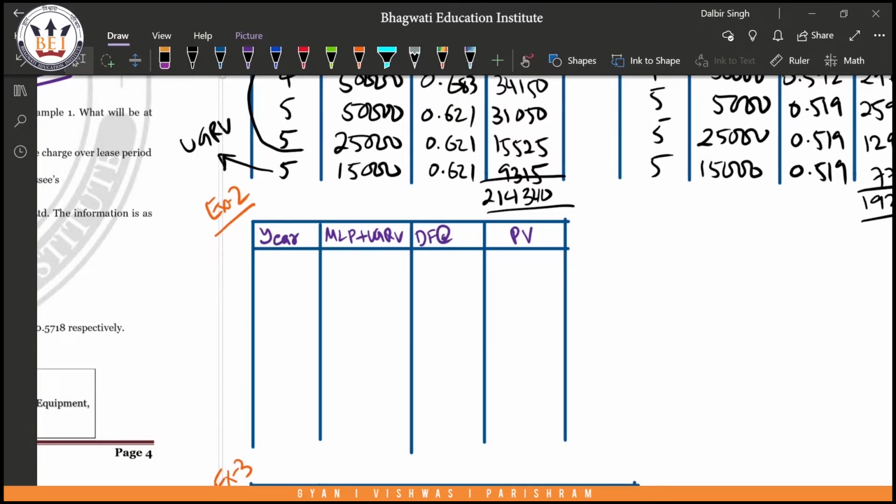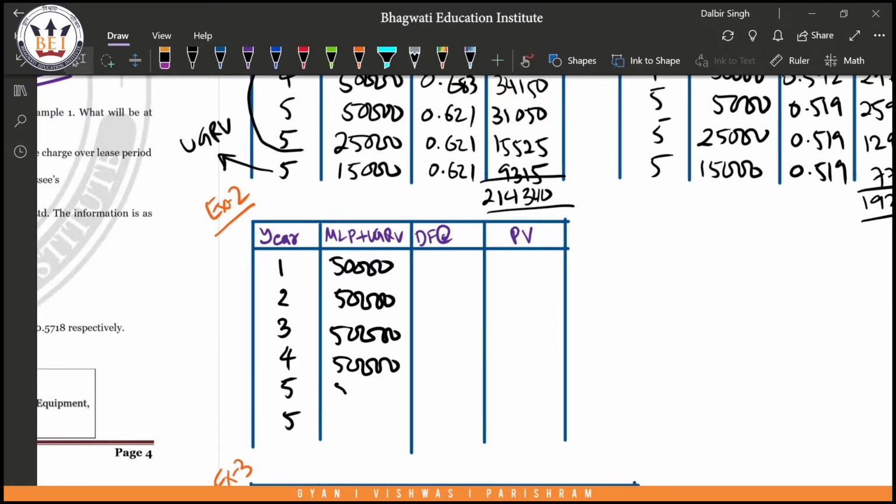Unguaranteed will not come. Okay, so I will only find for the lease rentals I pay and only for the guaranteed residual value. Okay, so this is nothing but the lease payments which we have to pay yearly. Then this is the guaranteed residual value, which is 25,000. Now the question is, what is the discounting factor I have to use?